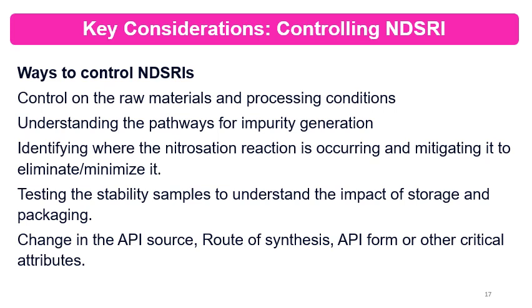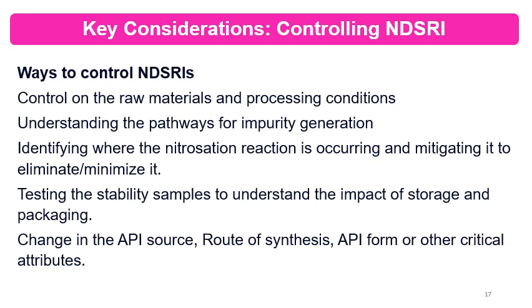Then how to control the nitrosamine impurities and NDSRIs? It is very important nowadays to have the information for controlling the impurities. Control onto the raw materials and processing conditions. Understand how these impurities are being formed, and based on that, you should make a mitigation strategy. Understanding the pathways for impurity generation is very important. Identifying where the nitrosation reaction is occurring, and mitigating it to eliminate or minimize it. Testing the stability samples to understand the impact of storage conditions and the packaging.